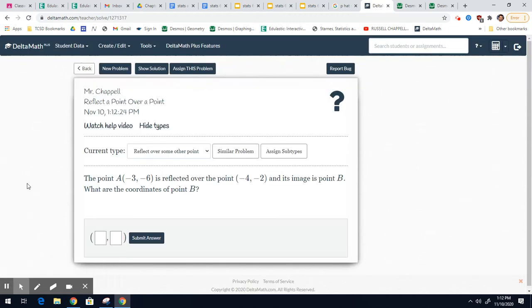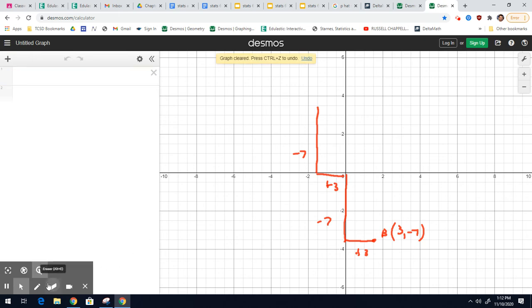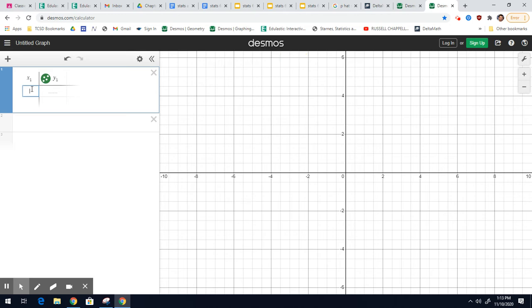Okay, so we have a similar problem, except now instead of the origin, we're going to reflect over this generic point, negative 4, negative 2. And again, find B. So now I'm going to take a picture because I don't know if I can remember all those points. So we're going to graph these 2 points and do the exact same thing we just did. So I have negative 3, negative 6, and negative 4, negative 2. So I'm going to clear all this. Let me clear my writing as well. Let me add a table. So we're doing negative 3, negative 6, and negative 4, negative 2.